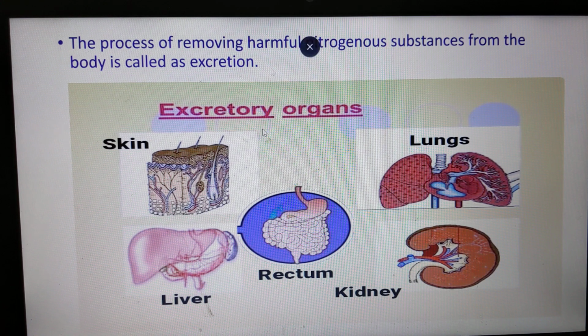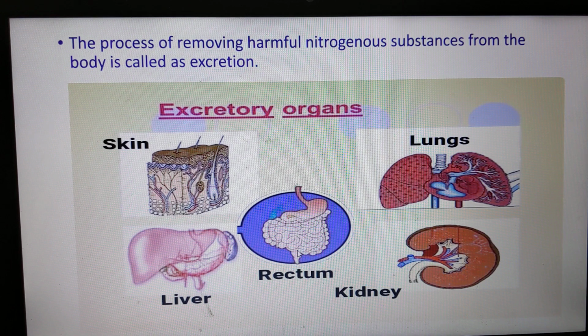So here this is the rectum. If we are removing solid waste from our body, is it called excretion? No, it is called egestion. So the solid waste which is removed is called egestion.